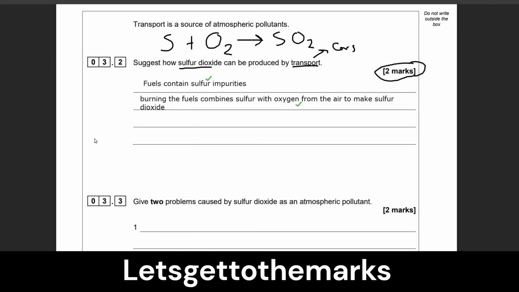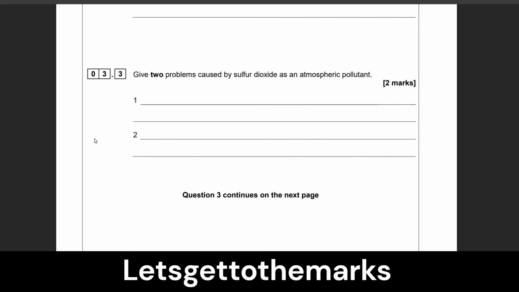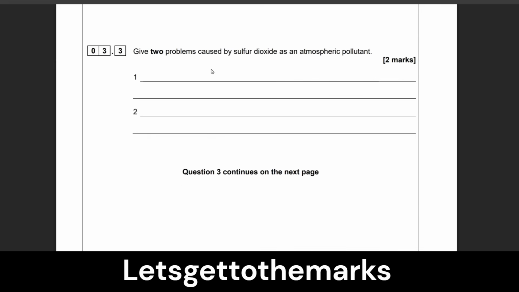Right, let's move on. 3.3, give two problems. I better not start singing. I didn't even, yeah, anyway. My art and singing are just that, music and art, I did badly in both.